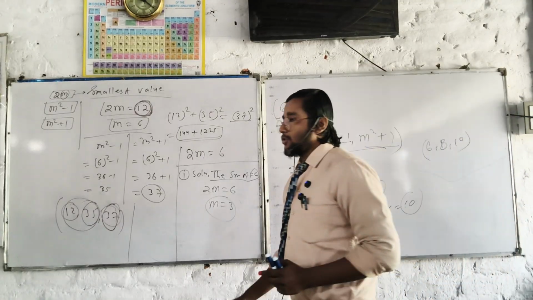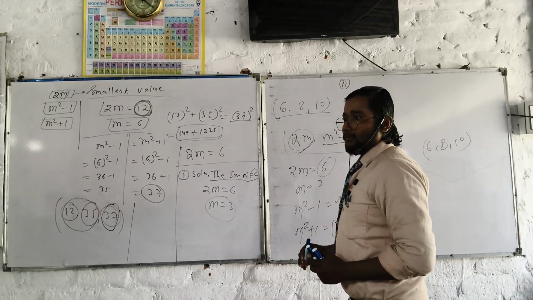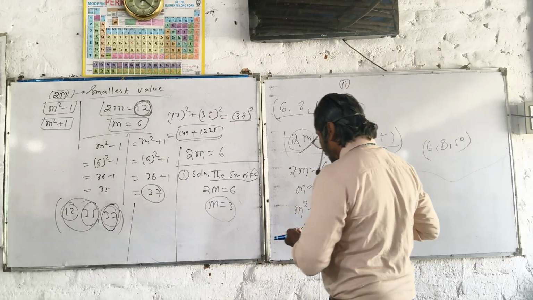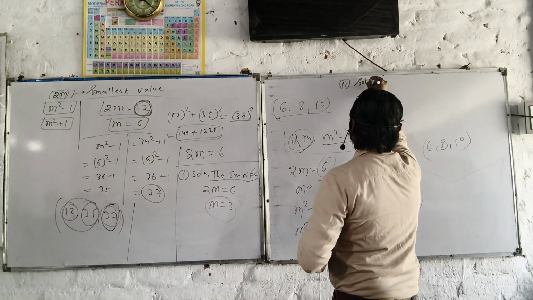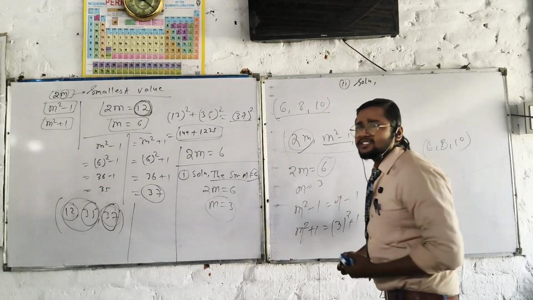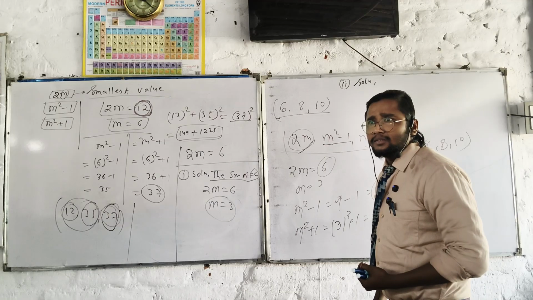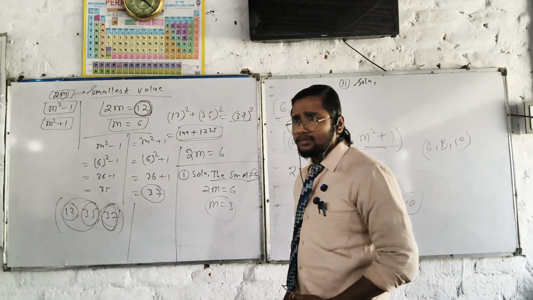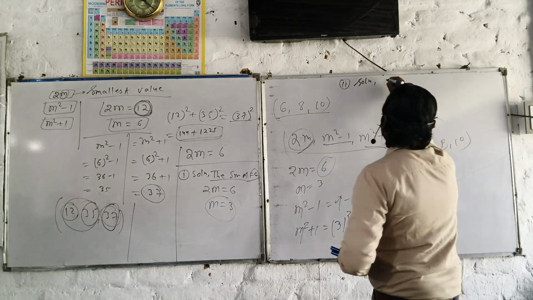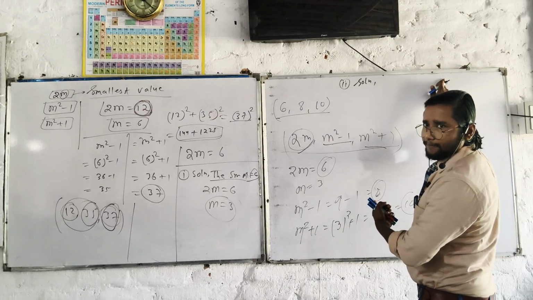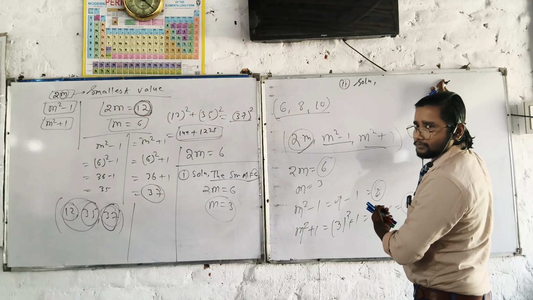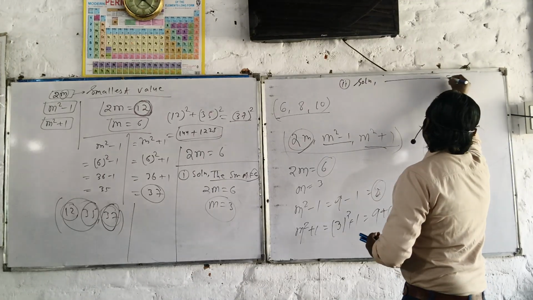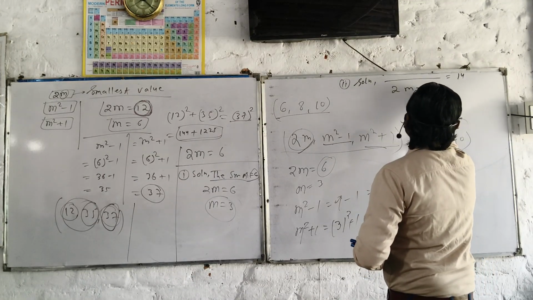Put your eyes on the second question. 14. What are you saying? 14. Pronunciation is 14. I said 14. You just write the smallest member of the Pythagorean triplet. The smallest member equal to 14. 2m equal to 14.